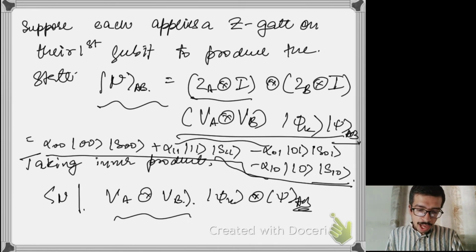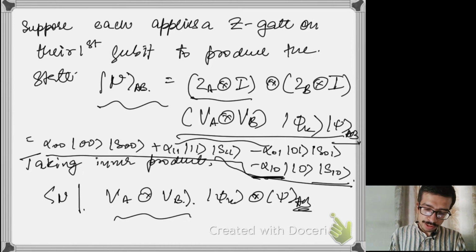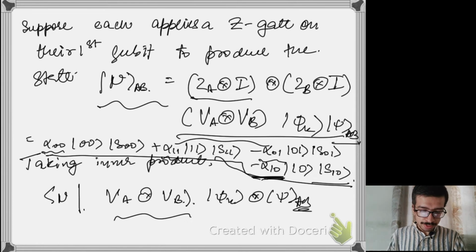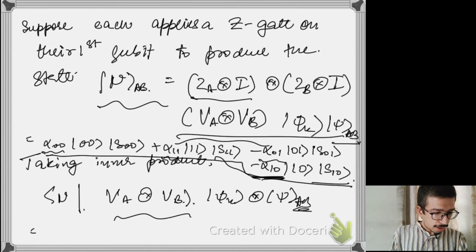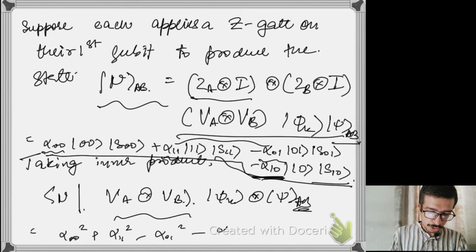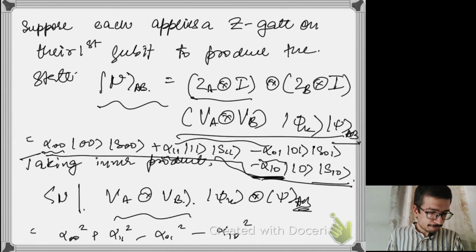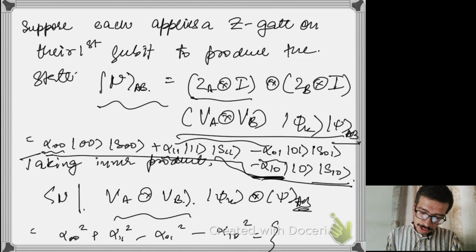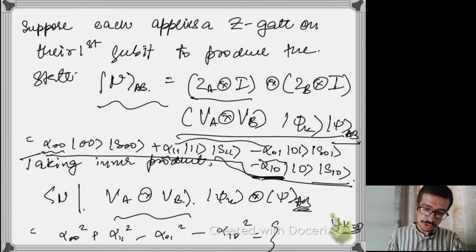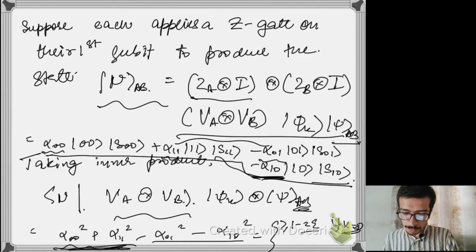So if I take the inner product with this thing, what I'm going to get is α_00 squared, α_11 squared, and then minus these two squares. So this is going to be α_00² plus α_11² minus α_01² minus α_10². So let me see what it is going to be. If k is 0, where the mass is distributed on 00 and 11, then we know that this part is greater than or equal to 1 minus ε and this part is less than or equal to ε, so therefore this is going to be greater than or equal to 1 minus 2ε.